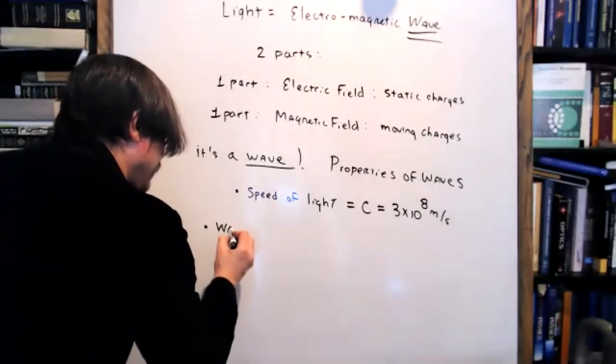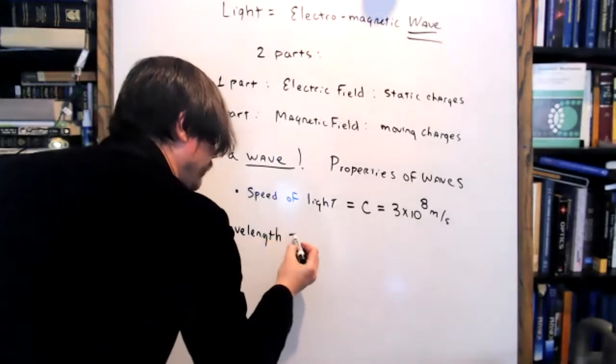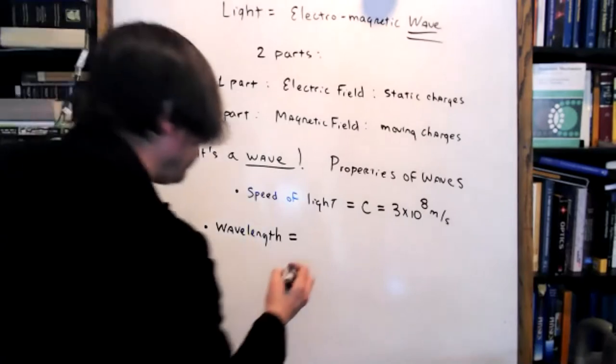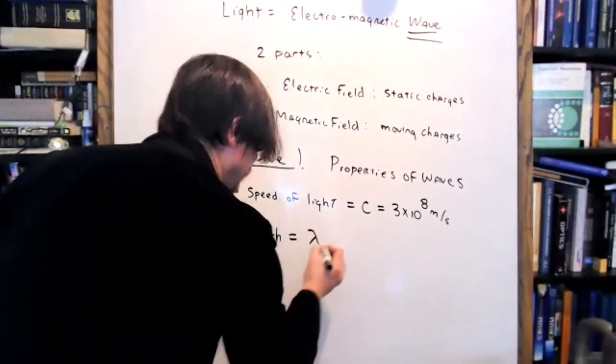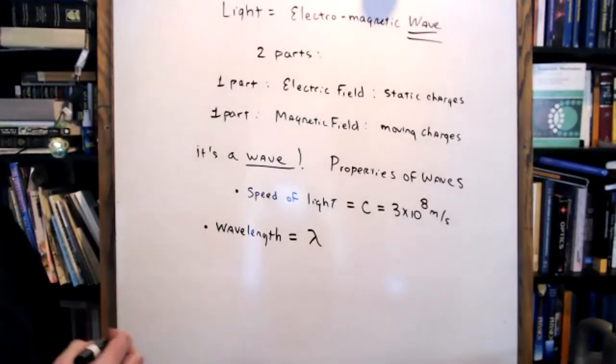Waves have a wavelength. And we have a funny symbol for wavelength. It's the Greek letter lambda. So it kind of looks like an upside down Y or maybe an X that's missing an arm.